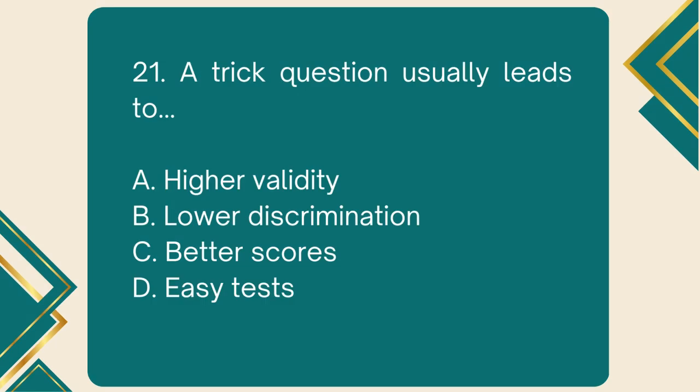Okay, thank you, Mr. Rasai. So let's proceed to question number 21. A trick question usually leads to A. Higher validity, B. Lower discrimination, C. Better scores, D. Easy tests. And the correct answer will be B, lower discrimination. Trick items confuse both groups.